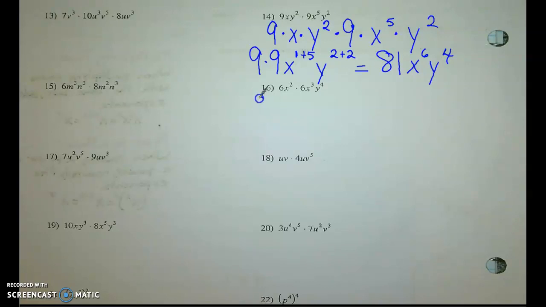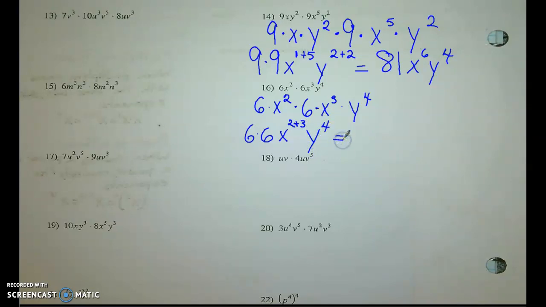Let's expand it out. We have 6 times x squared times 6 times x to the 3rd times y to the 4th. Okay, 6 times 6. And then that leaves us with our x squared. Okay, we can join that with our x to the 3rd power. And then y, we only have our y to the 4th power. There's nothing to join with it. When I simplify, 6 times 6 is 36. And we have x to the 5th power, y to the 4th power.